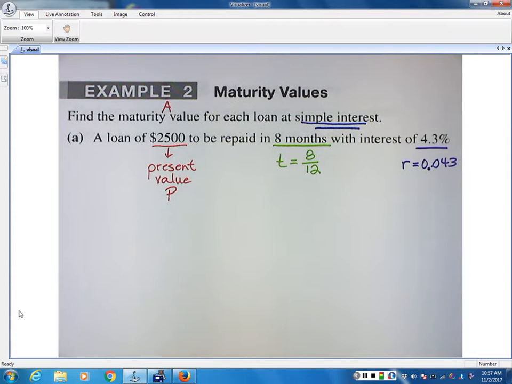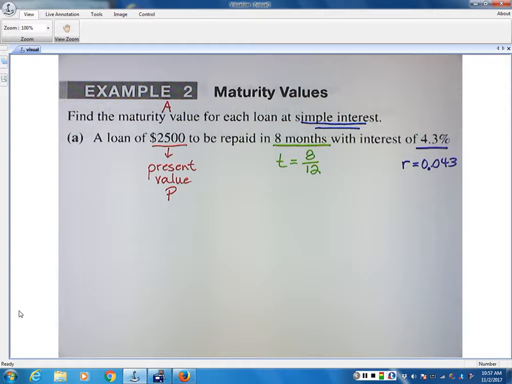Don't forget how to change your percentages into a decimal, and that's part of the skills review. That's part of your chapter. Places to the left, right? You just move it 2 places to the left. But if you don't remember that, you need to practice that, and then you're going to need to do the skills review homework to get yourself into that habit.